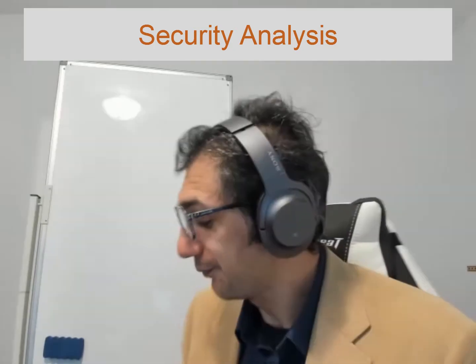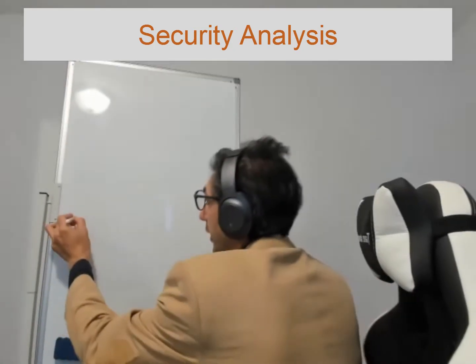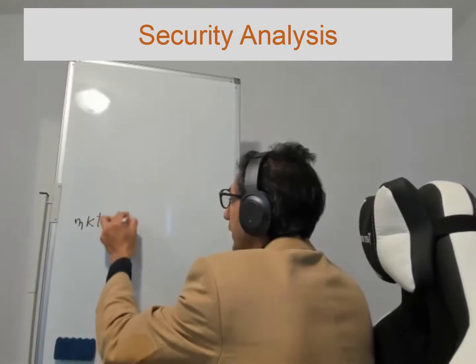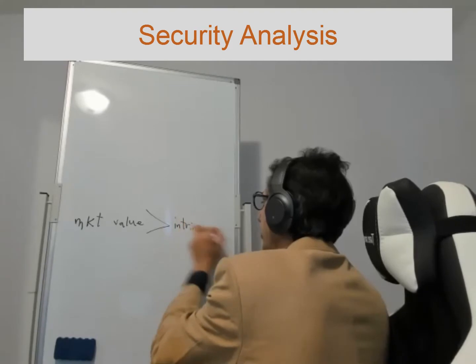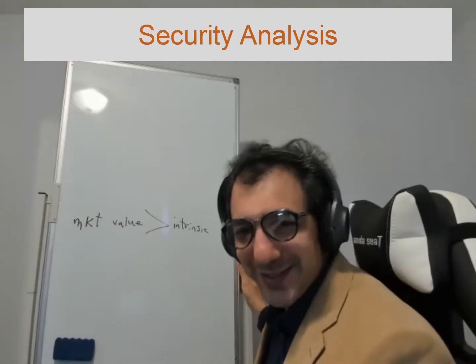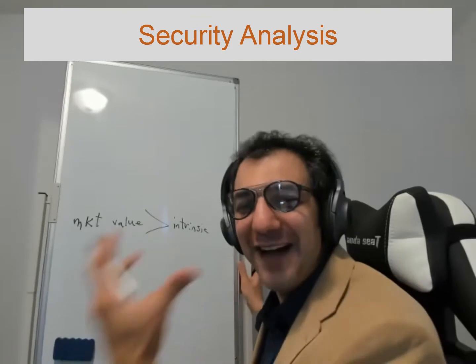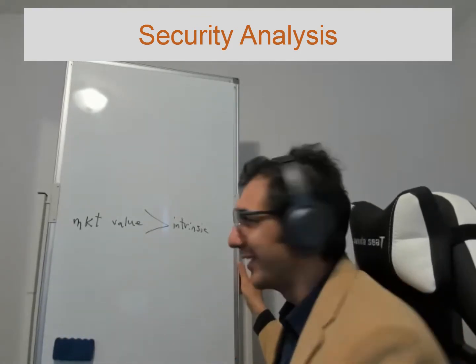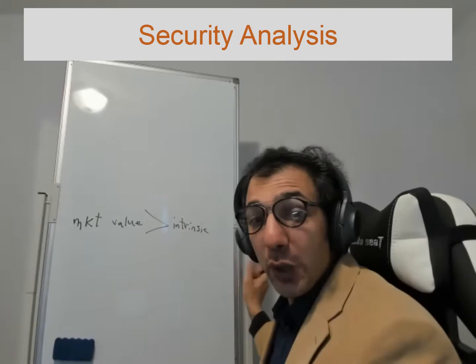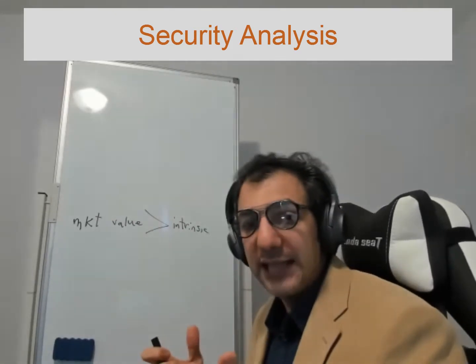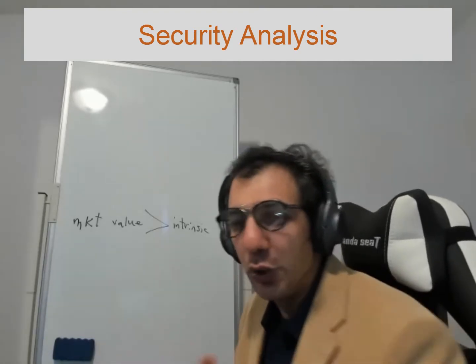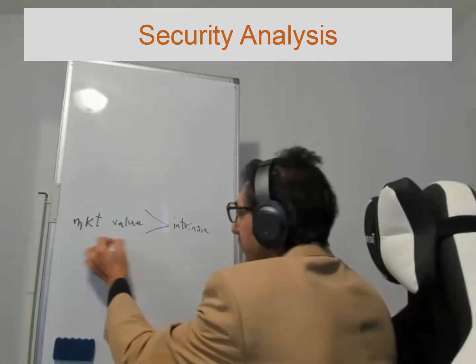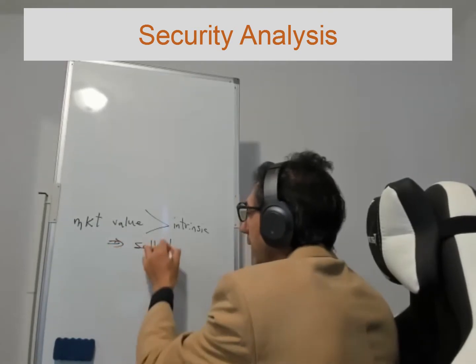Now, let's look at this. If the market value is greater than the intrinsic value, in this case, we'll say this stock is overvalued. That's the meaning of overvaluation. So this is overvalued. It sends you the signal that it is expensive, or more expensive than it should be. So you go ahead and you sell it. That's the result.